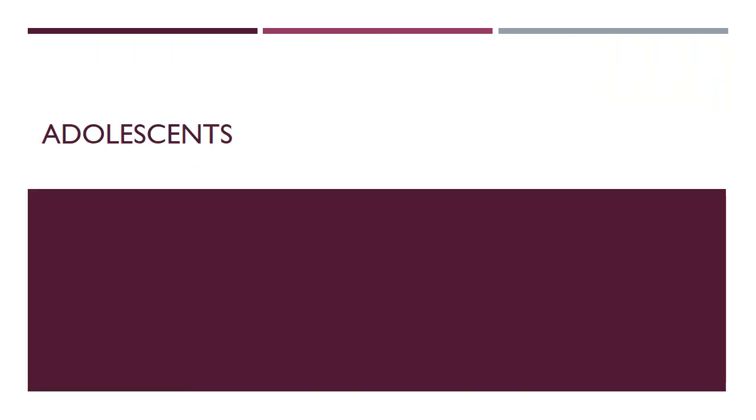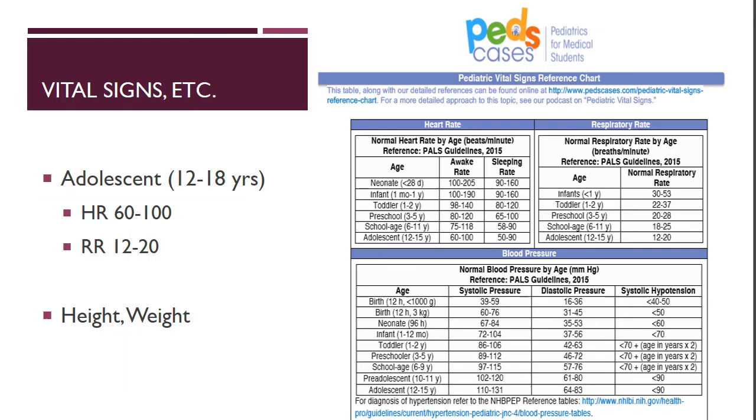Now we have our adolescents. And for adolescents, again, same as you have seen before. Heart rate, 12 to 18 years, heart rate 60 to 100. We're starting to get into a normalized range as adults, as you've seen before. Respiratory rate 12 to 20. Height and weight, you're going to be checking those out as well. And I think those are listed in your ATIs.